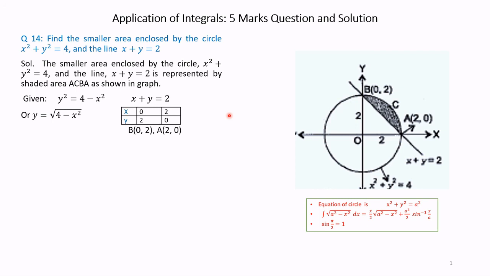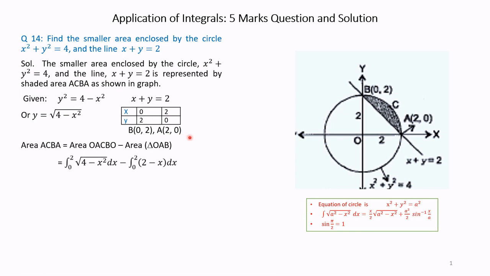Given x plus y is equal to 2, if you put x is equal to 0, y is equal to 2. And similarly, when you put y is equal to 0, x is equal to 2. So at this point, y is equal to 0 and x is 2. And here along the y-axis, x is 0 and y is equal to 2. This is given here in the tabular column. Therefore, point B is 0 comma 2 and point A is 2 comma 0.